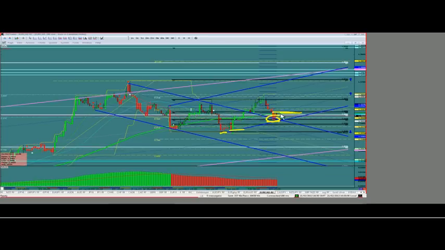Break above this line right here. If it proves that it can break up in here, there's our trade. Same trade we had yesterday, right there.